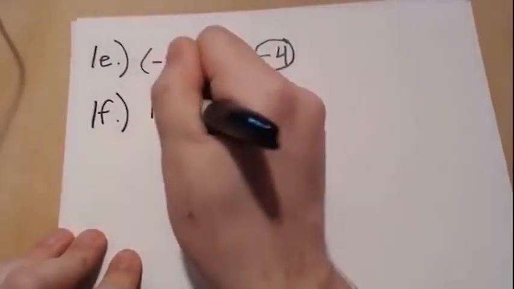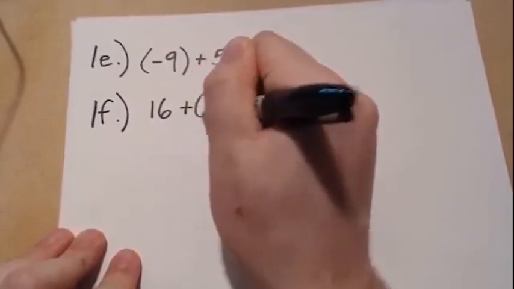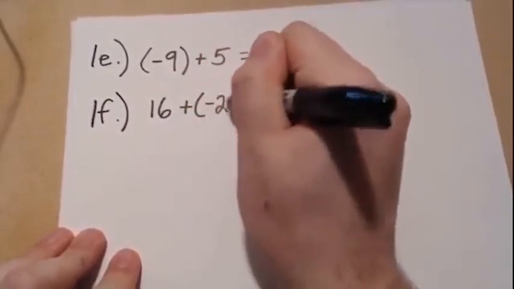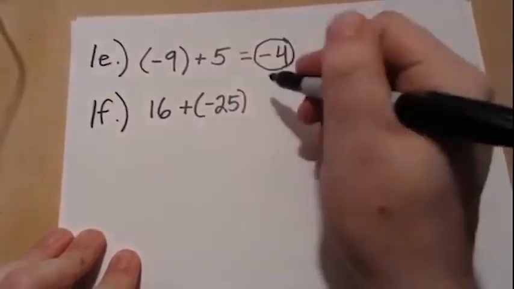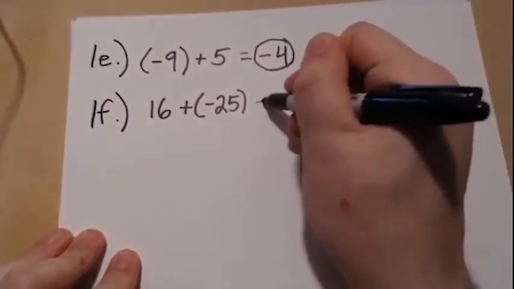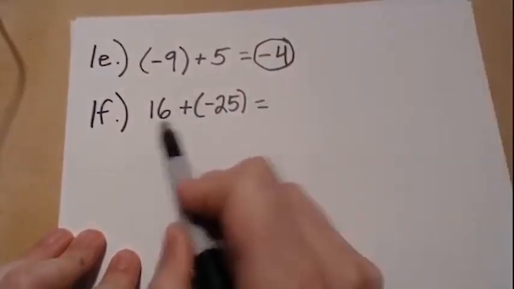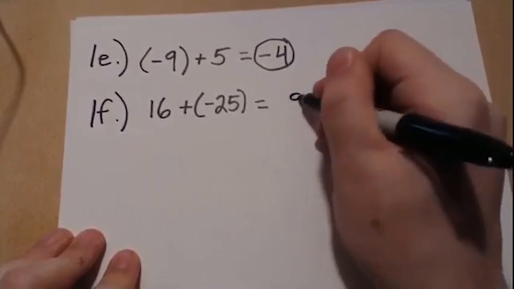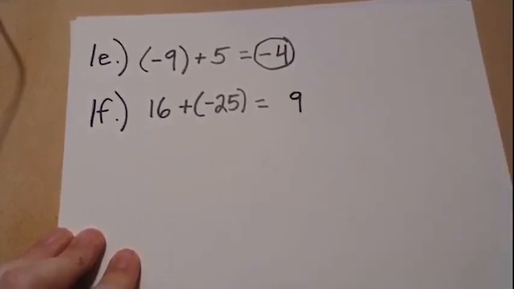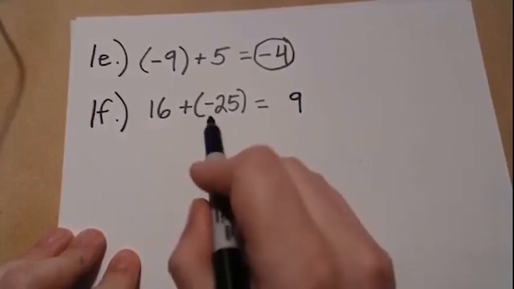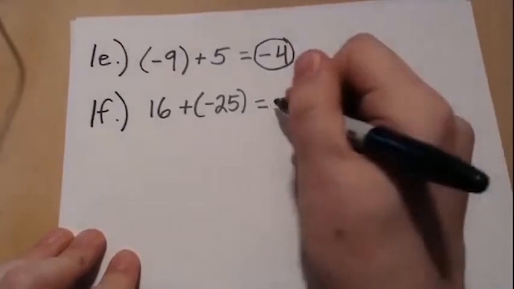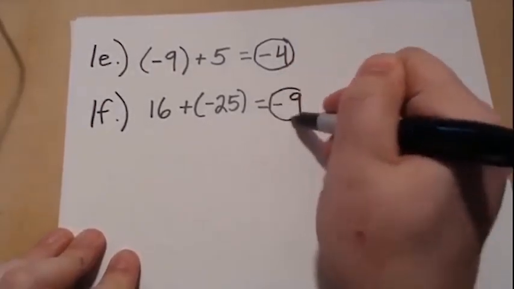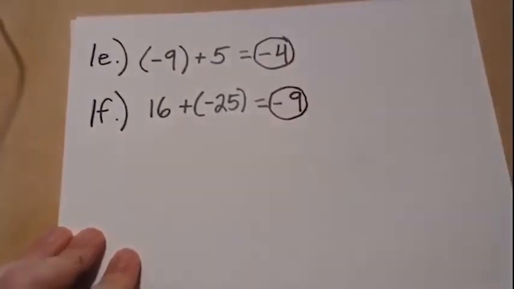1F. 16 plus negative 25. We look at the absolute values. We have 16 and 25. 25 minus 16 is 9. Since the larger absolute value of 25 came from a negative number, our answer is negative.